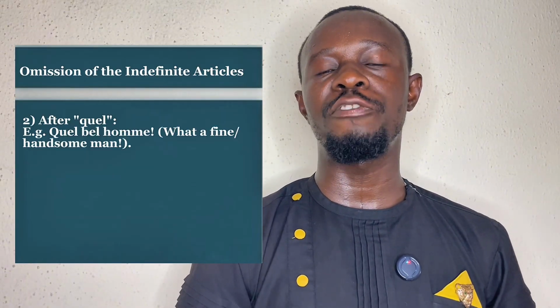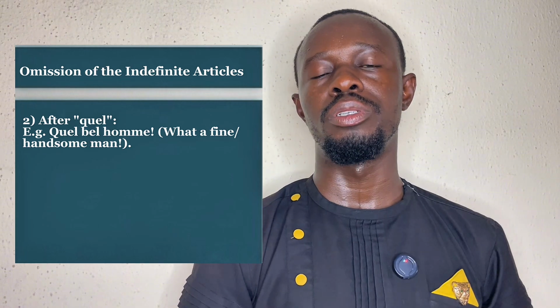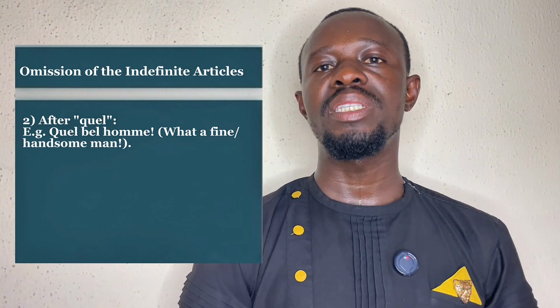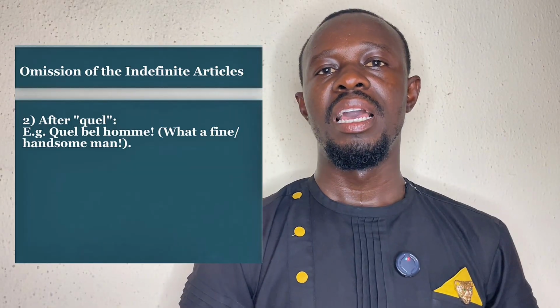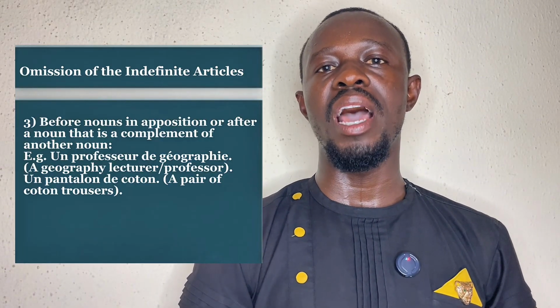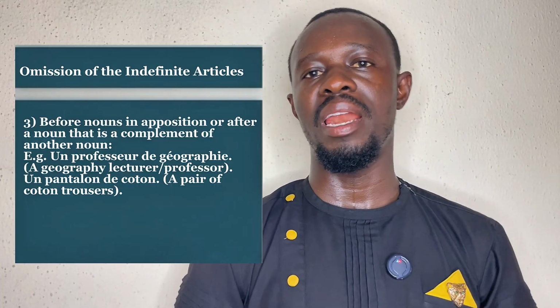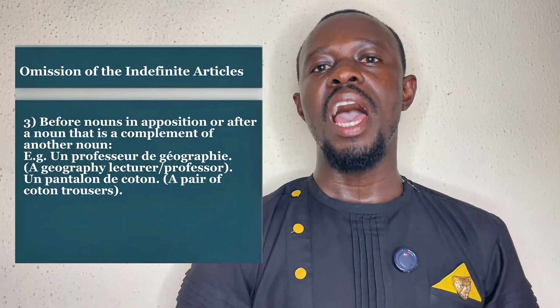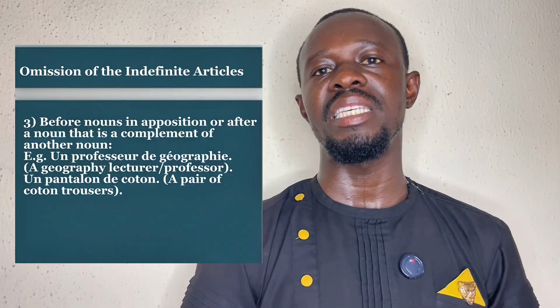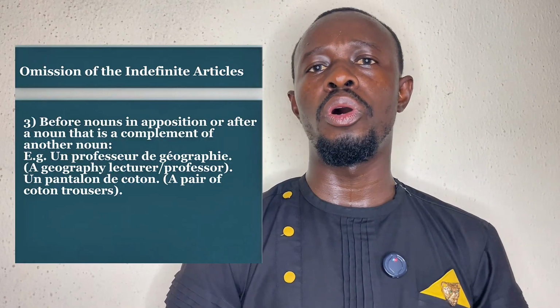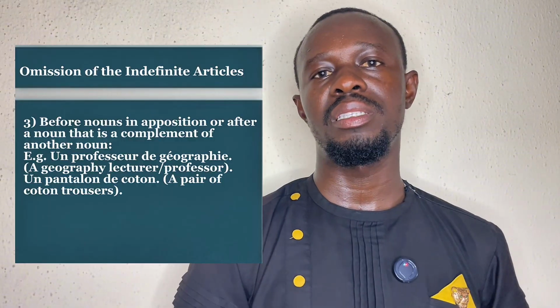Now, number two, after quel, that's in exclamation. You can see it in "quel bel homme," that's what a fine or handsome man. Now, you can find it before a noun in apposition or after a noun that is a complement of another noun. For instance, you can find it in "un professeur de géographie," that's a geography professor. "Un pantalon de coton," a pair of cotton trousers.